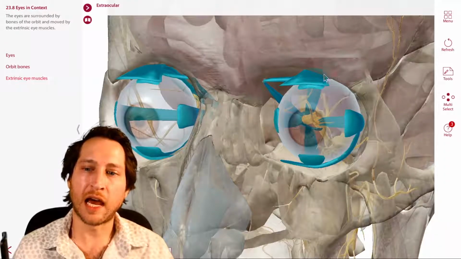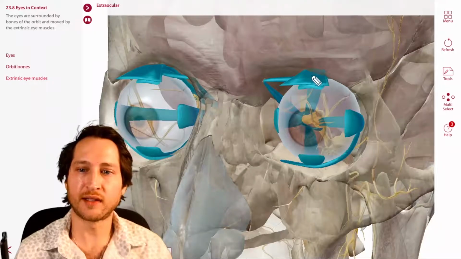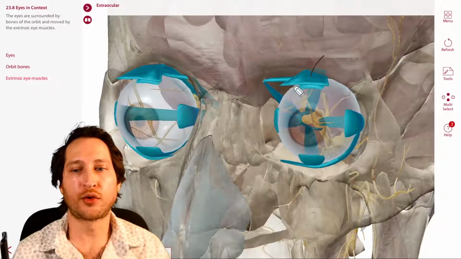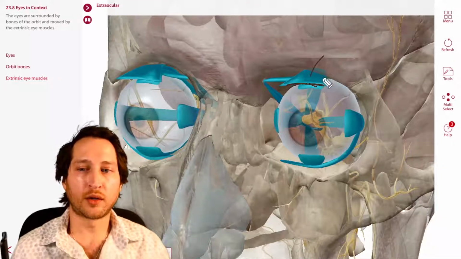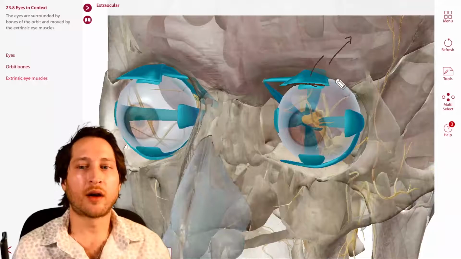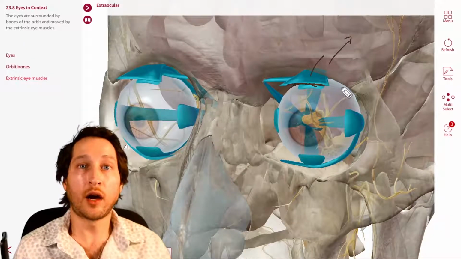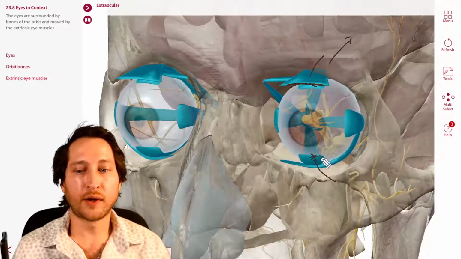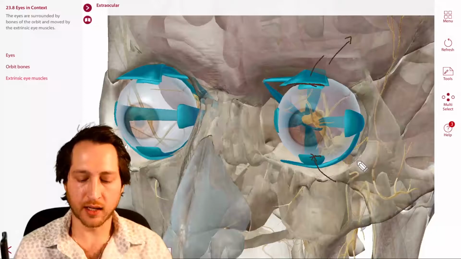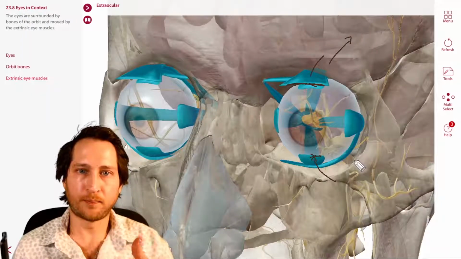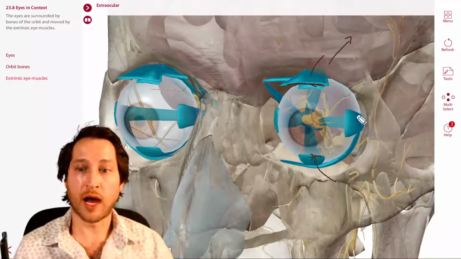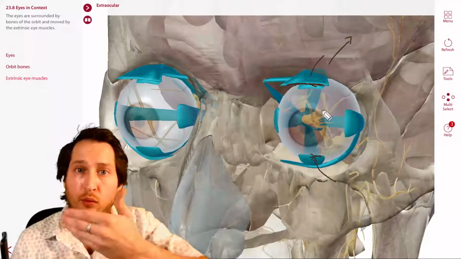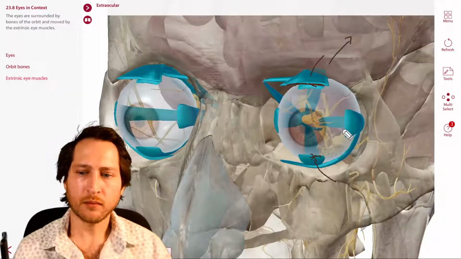I'll give you an idea of what happens when you contract these muscles. For instance, this superior rectus muscle, its insertion is on the sclera. If you contract this, it's going to cause the eye to rotate in an upward direction. On the other hand, if you contract the inferior rectus, it's going to cause the eye to rotate in the downward direction. And I say rotate because remember, the eye is a sphere, and so when it moves downward, it's still going to be a rotating movement.